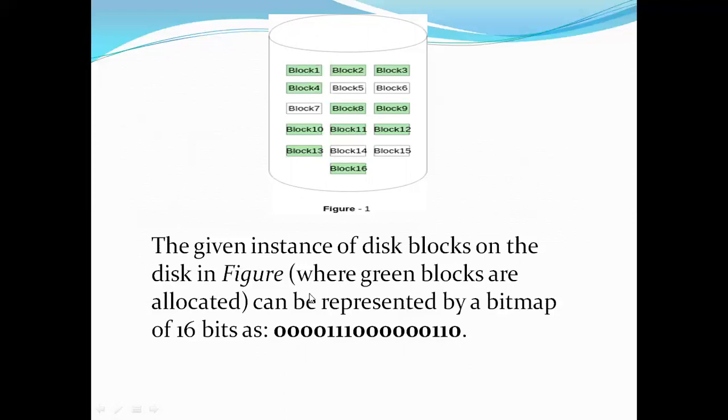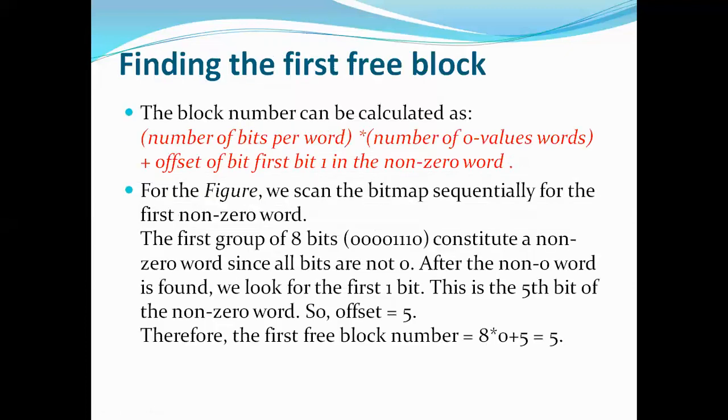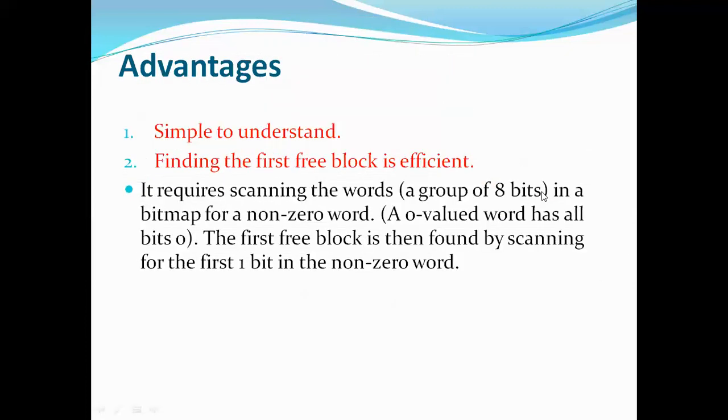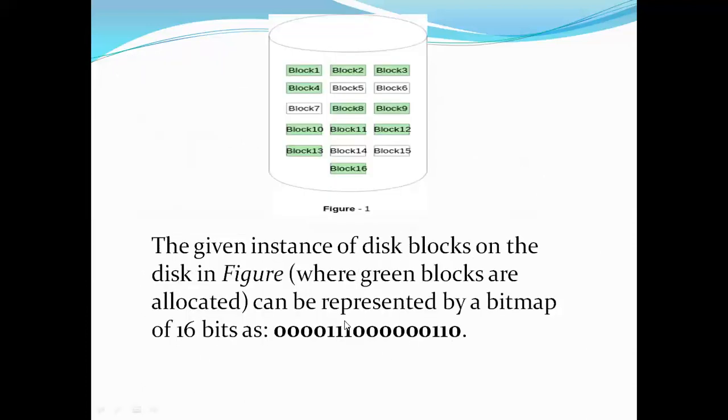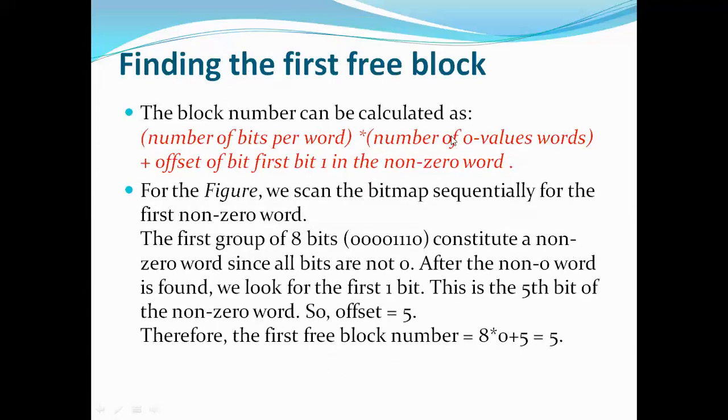So, one word is this, one word is this. And out of these two, which one is non-zero? Means, sorry, which one is zero valued words? Means completely zero. So neither the first part is completely zero nor the second part is completely zero. It means that the number of zero value words are zero. So we have seen the first parameter as number of bits per word, that is 8 bits.